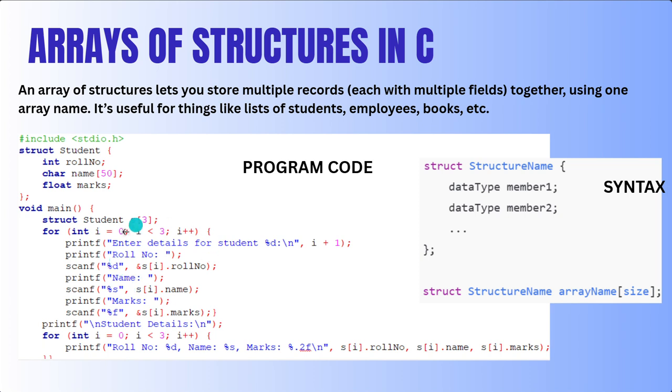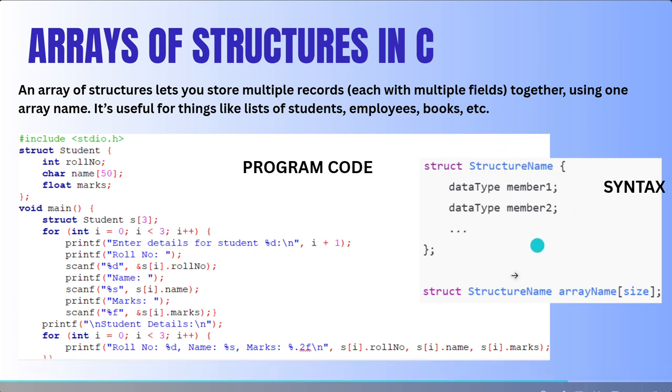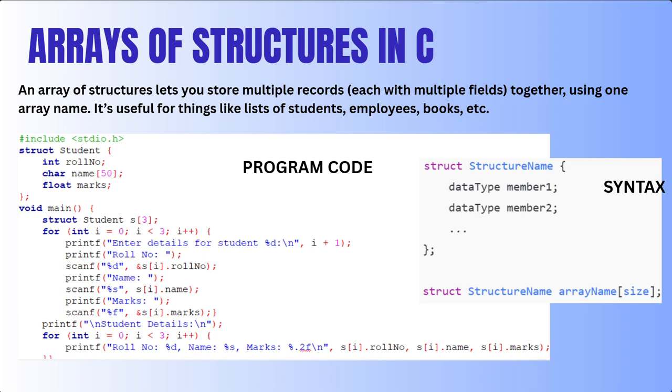So this whole loop will take three values of name, three values of roll number, and three values of marks. And then we will finally print the details using another loop. It's the same way again: roll number s[i].roll, name s[i].name, marks s[i].marks. So yeah, this is the syntax. I think I just explained the program, and the syntax is this side. It should have been the opposite, but whatever.